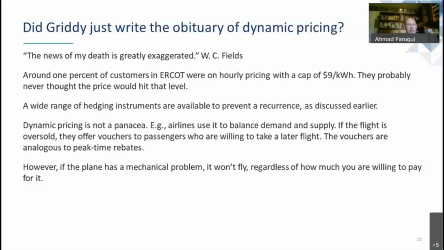However, if the plane has a mechanical problem, and I'm sure all of us have had that happen to us at least once, I've had it happen to me dozens of times, it won't fly. Doesn't matter how much you're willing to pay. A customer on the plane could say, I'll give you $100,000, I really want to get to my destination. They'll say, well, get off this plane and try to find another plane. So certain problems on the supply side cannot be remedied by dynamic pricing. And so what happened in ERCOT really, in my view, could not have been addressed. It was such a massive shutdown of the supply system because of the weather conditions that there is no amount of dynamic pricing that could have solved it.